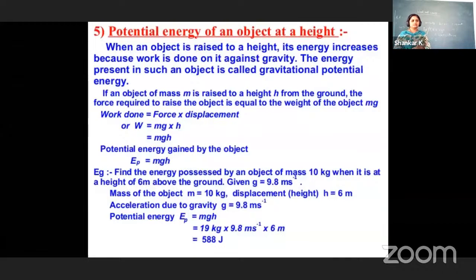588 joule. What is the unit of potential and kinetic energy? Joule. That's why the answer is 588 joule.